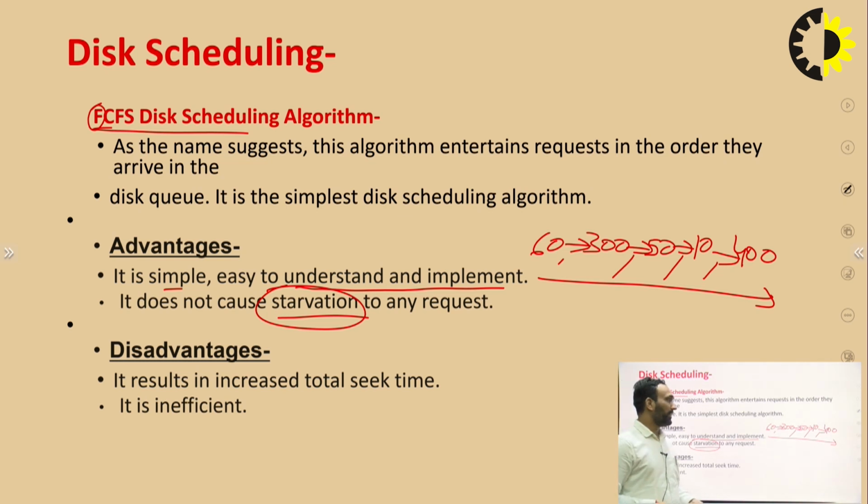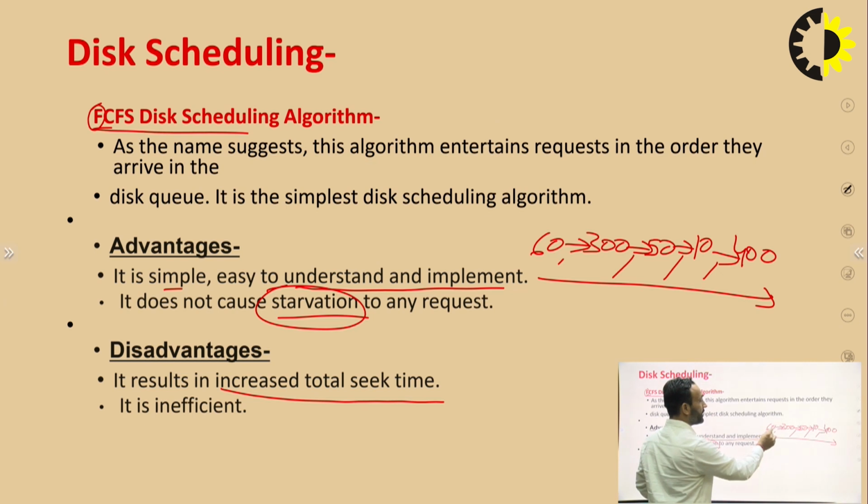But along with a simple mechanism, there are obviously a few disadvantages, like it results in increased total seek time. As we see in this little example, if we first go 60 to 300, then 50, then 10, then 400, it will take more time compared to the other methods, as we discuss in an example in detail in the next slide. So this is a brief introduction of FCFS in terms of advantages and disadvantages.